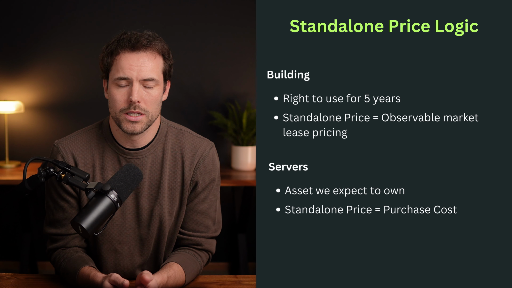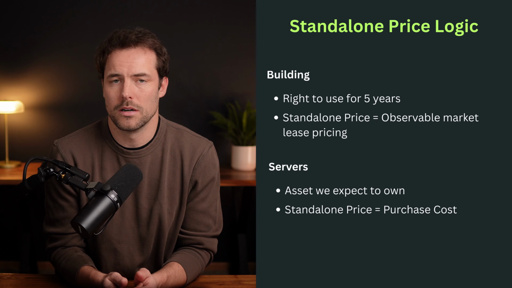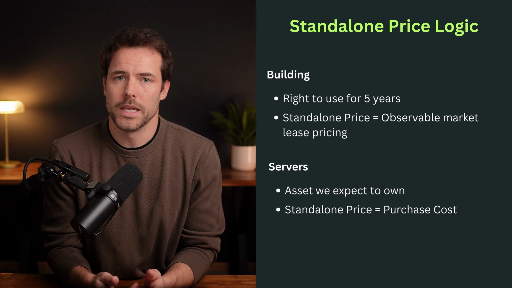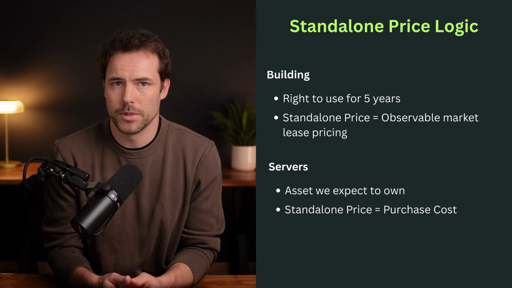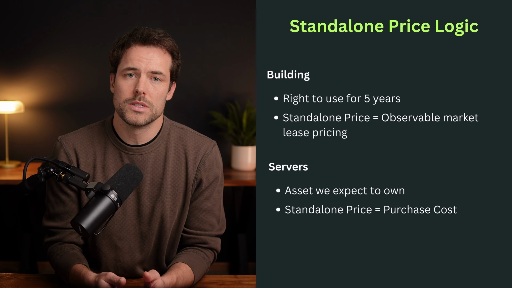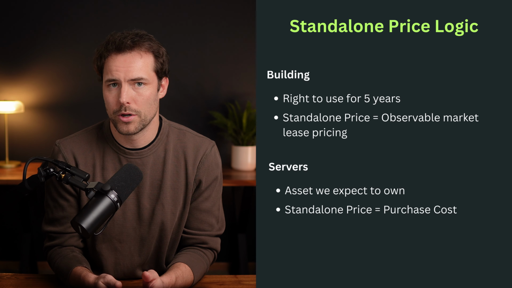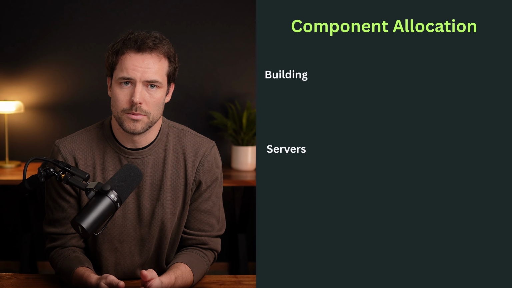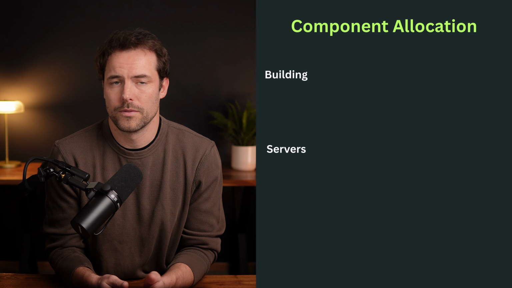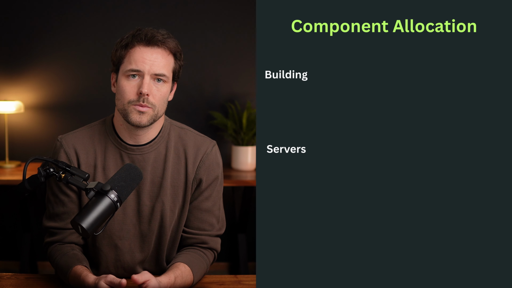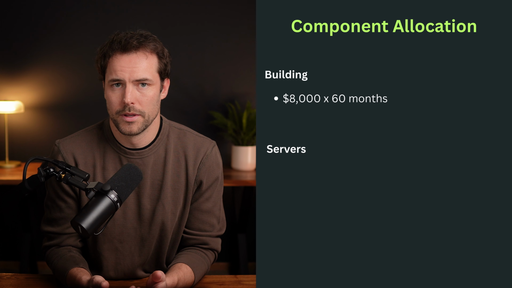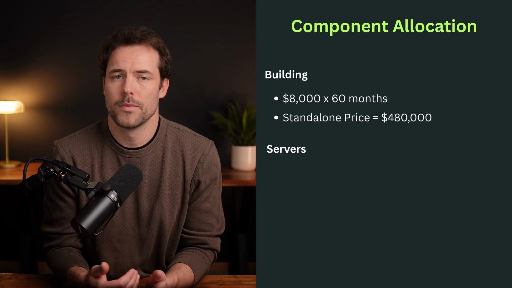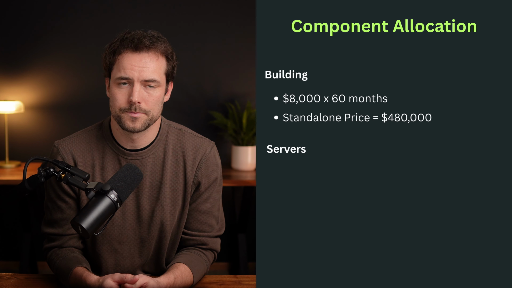Remember, ASC 842 tells us to maximize the use of observable inputs. So for the building, we will simply sum up the estimated lease payments for a similar building over 5 years, and use that nominal amount to compare to the purchase price of the servers. So let's assume we found a quote for a similar building in a similar area for a 5-year term, and the lease would be $8,000 per month. Over 5 years, that represents a total standalone price for the building of $480,000.